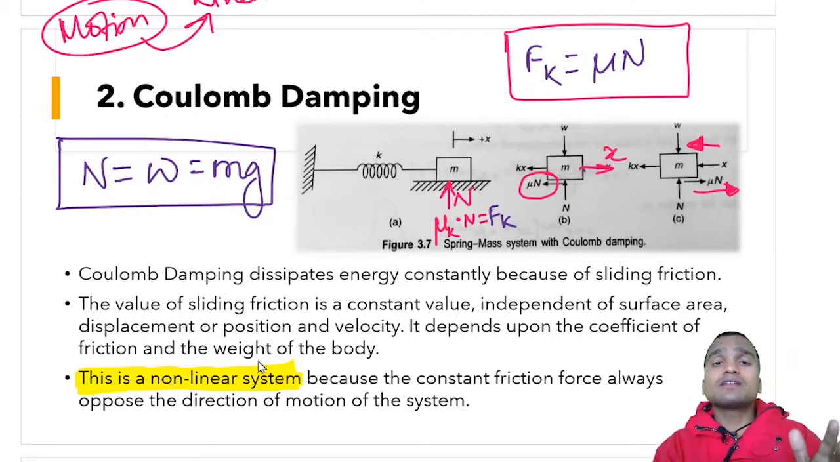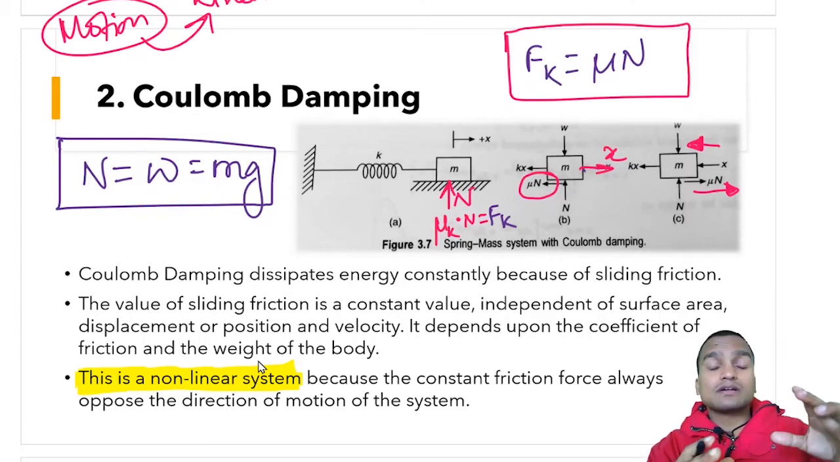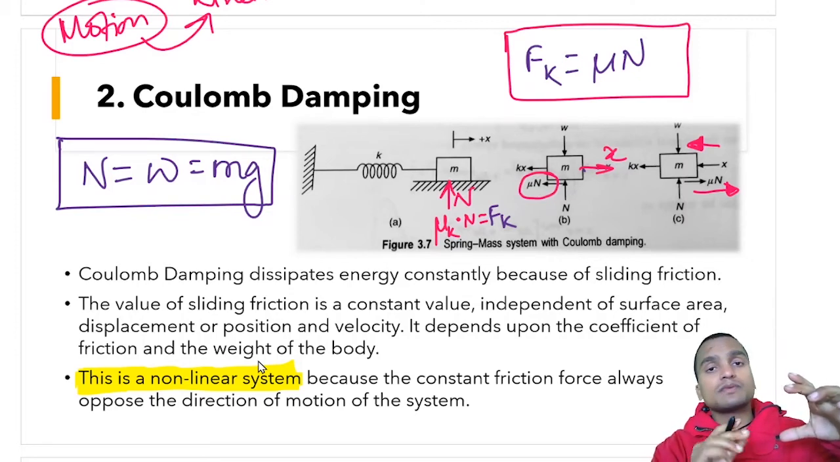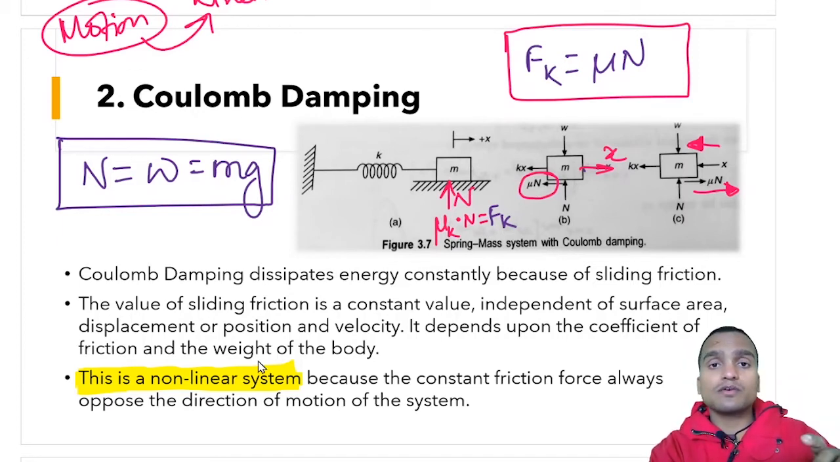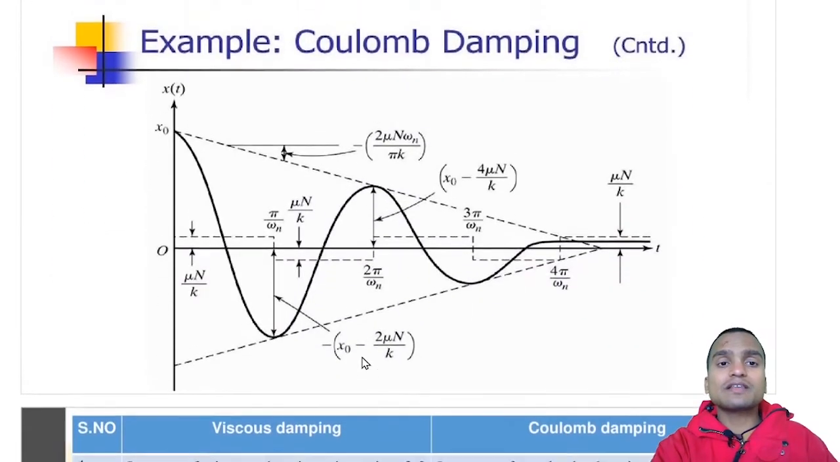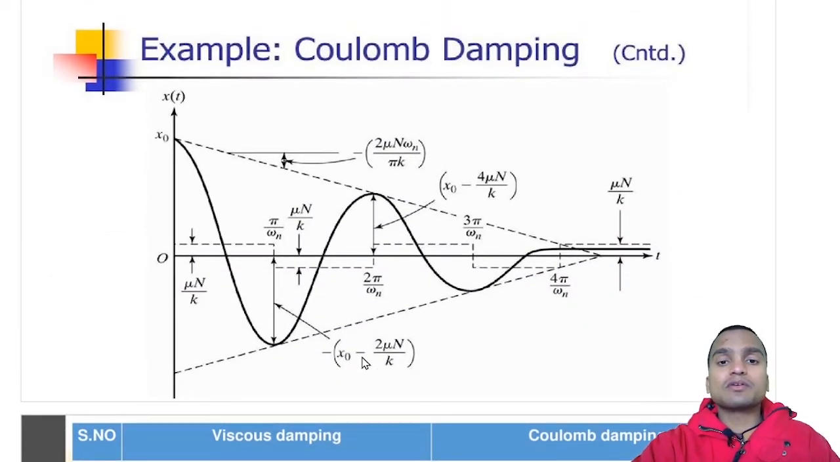So you can understand the non-linear vibration. Why? Because at high velocity it has the same value of friction, and at low velocity also it has the same value of friction. So in that way the body will quickly decay its amplitude. And this is how, in Coulomb damping, non-linear vibration is shown here.